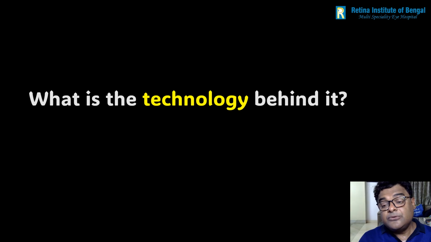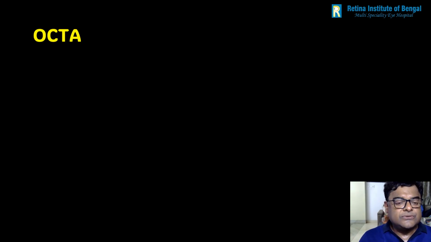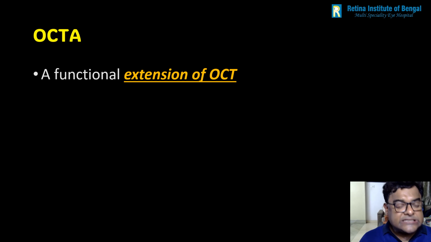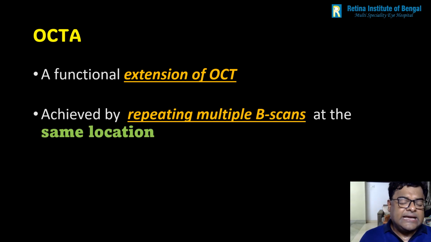So again, how do we do OCT angiography? OCT angiography is a functional extension of OCT, and it is achieved by repeating the B scan at a particular location again and again. I told you that by repeating the B scan at adjacent locations, we can create a macular cube or a volume scan or a three-dimensional picture. But if instead of scanning adjacent lines, you scan the same area again and again, that is how you can create an OCT angiography image.